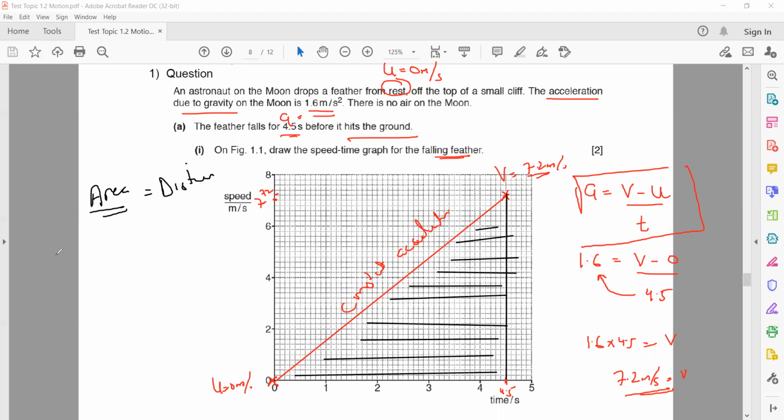What about the area? Because it is a triangle, it is half base multiplied by height. What about the base? It is starting from 0 and ending at 4.5. So the base is 4.5 and the height is 7.2. When you multiply these numbers, 4.5 multiplied by 7.2, and that is divided by 2, it is equal to 16.2 meters.